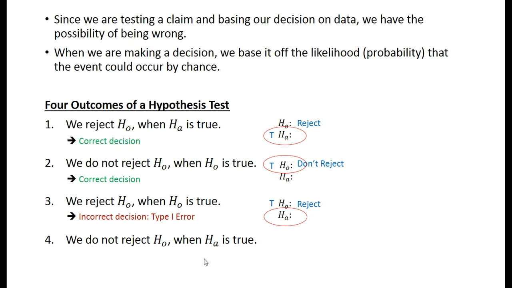The last outcome is we do not reject the null when the alternative is true. If we do not reject the null, then we did not have evidence for the alternative, and we went back to our original claim, the null. So in this case, we had selected a claim that was untrue. This is another incorrect decision, and we call this a type 2 error.